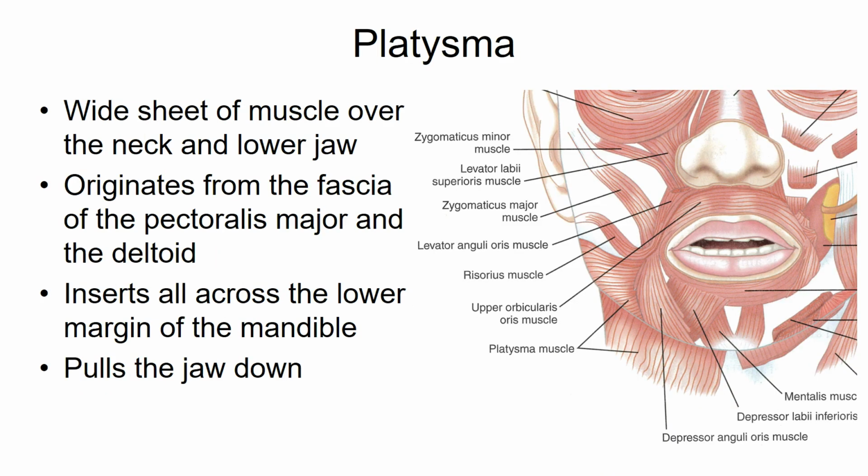The platysma muscle is a wide sheet of muscle over the neck and lower jaw. It's relatively superficial, comes from the fascia of the pectoralis and the deltoid, and inserts across the lower margin of the mandible all along the jawline. When this muscle is contracted, it will assist in pulling the jaw down.